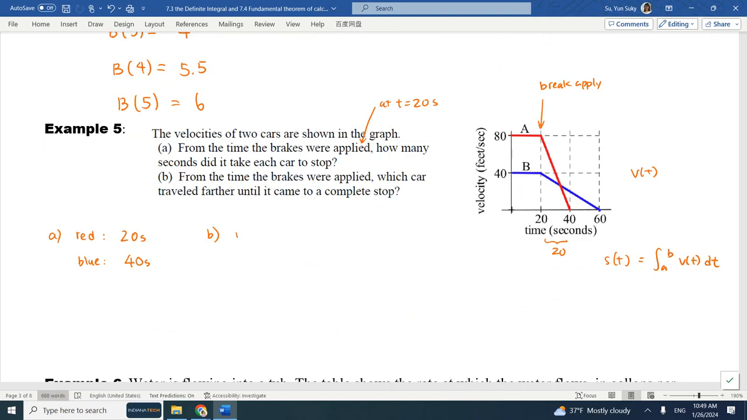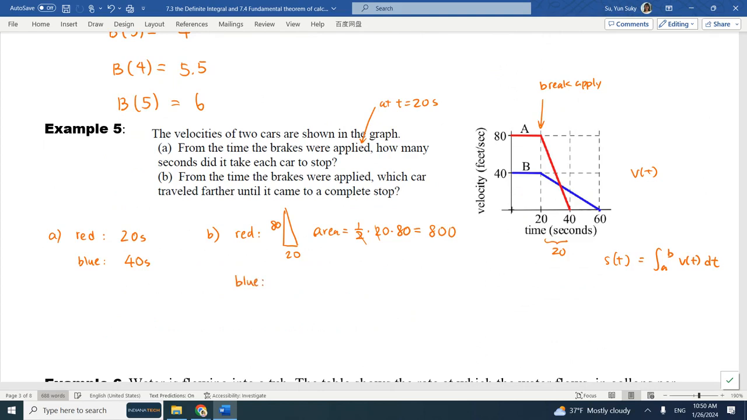Okay, the red one. Do you see here? What is the width? This is 20, right? What's the height? 80. So the area is 1/2 base times height, so 1/2 times 20 times 80. And do you see we cancel? So we get 800. Right, everybody?